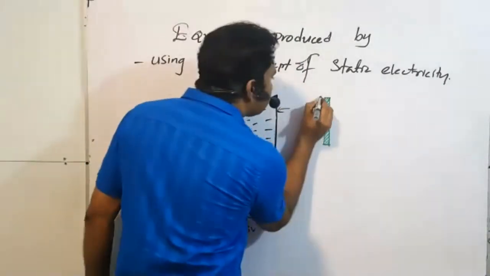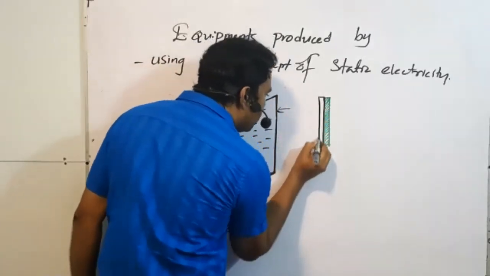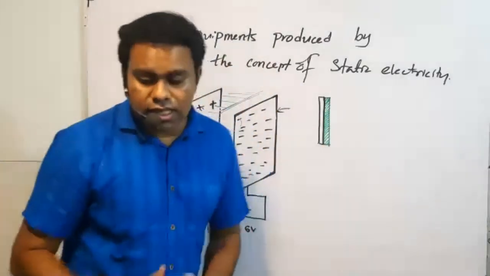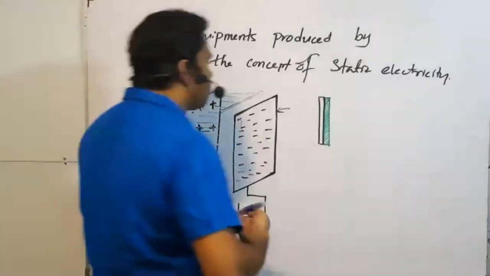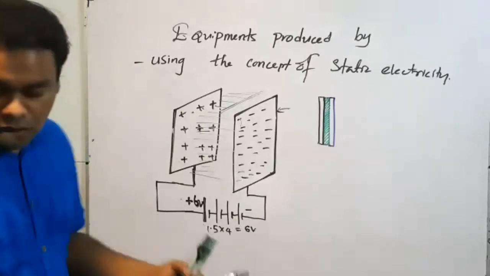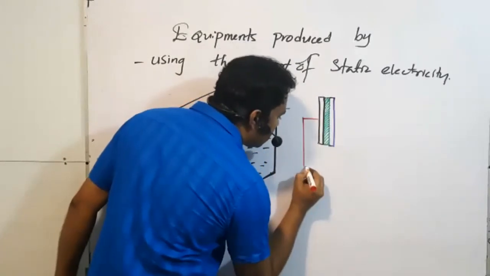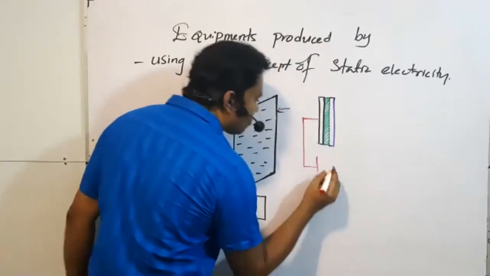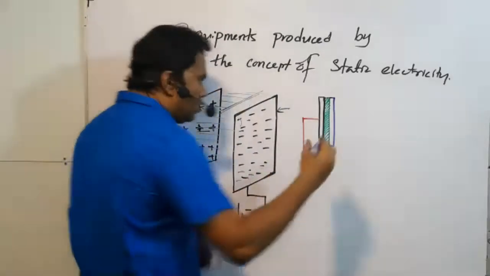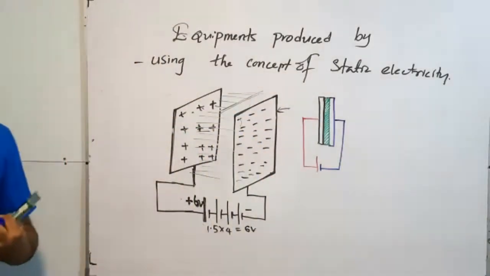What's here? Positive plate. Okay, so that's the positive plate. What's on the other side? So that's the negative plate. Okay, now wire connections. Let's see that wire connection. Yes, a positive connection. And this is the negative connection. Okay, I think now you can understand.